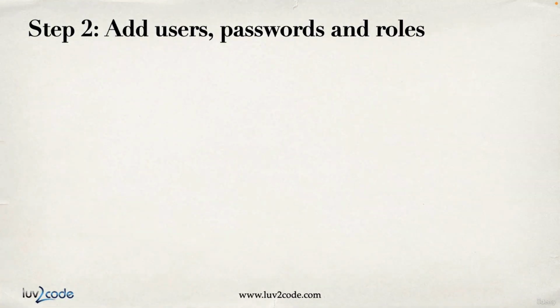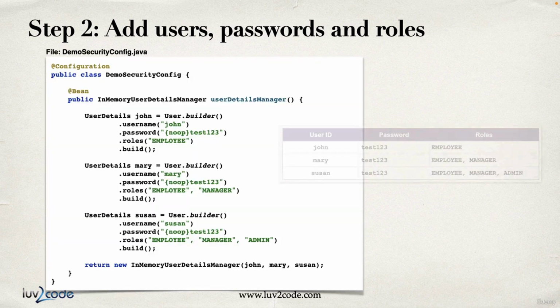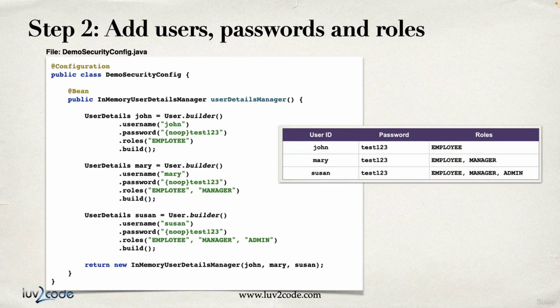In step 2, we'll add the users, passwords and roles. In this example here, we're going to start off by defining our users in memory. We create this userDetailsManager method, which returns an in-memory user details manager. We create our 3 users for John, Mary, Susan. Here we have john equals User.builder. We give John's username, password, roles, and then we say .build to actually build this given user details.